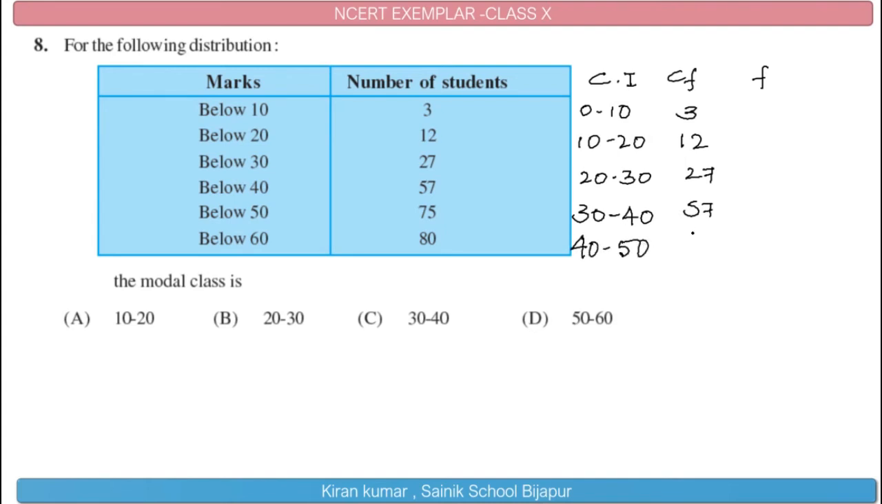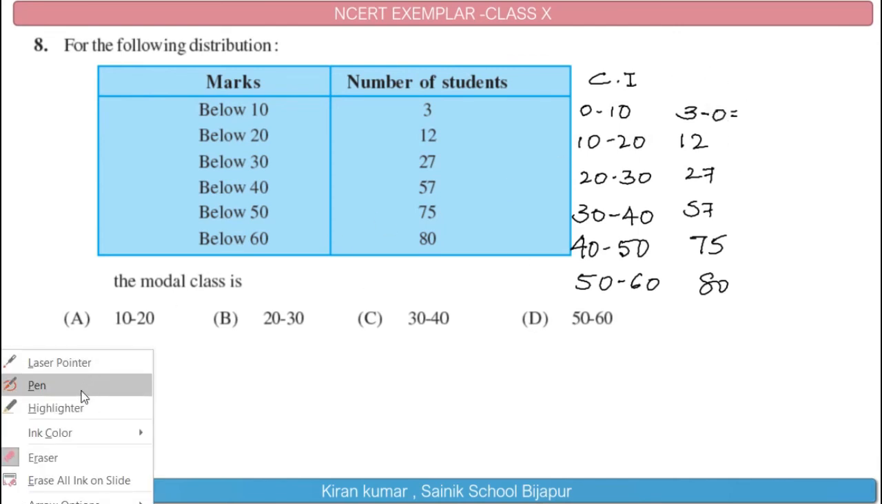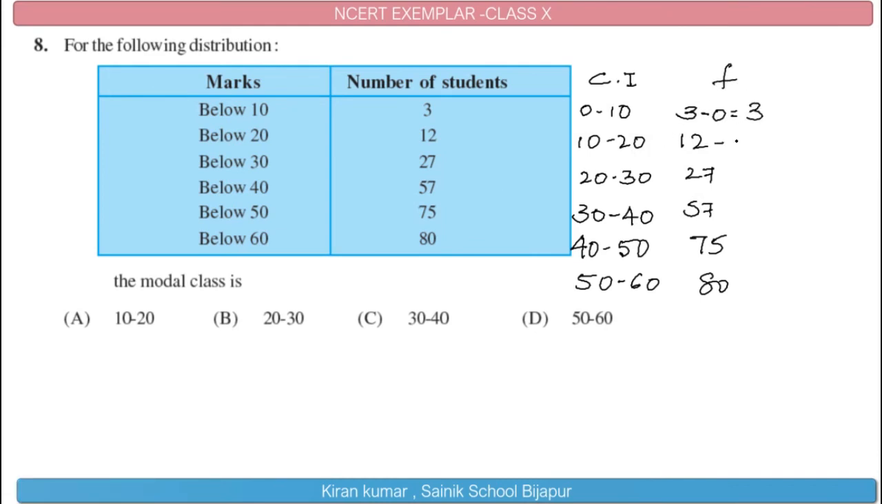40 to 50 it is 75. 50 to 60 it is 80. So I need to subtract this, and I'll be getting the frequency directly. So let me mention the frequency only here. The frequency will be, we need to subtract this 3 from 12, this will be 9. We need to subtract 12 from 27, it is 15. 57 minus 27 is 30. 75 minus 57 is 18. 80 minus 75 is 5.